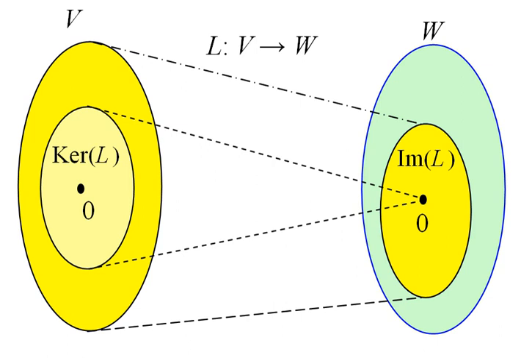Let C^∞(R) be the vector space of all infinitely differentiable functions R → R, and let D: C^∞(R) → C^∞(R) be the differentiation operator D(f) = df/dx. Then the kernel of D consists of all functions in C^∞(R) whose derivatives are zero, i.e. the set of all constant functions.